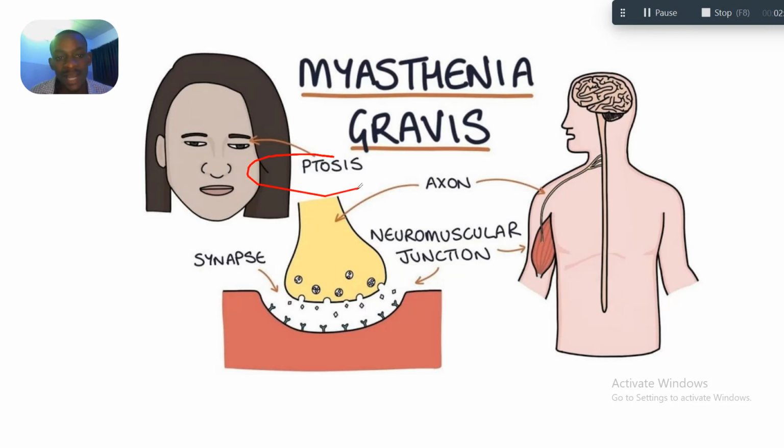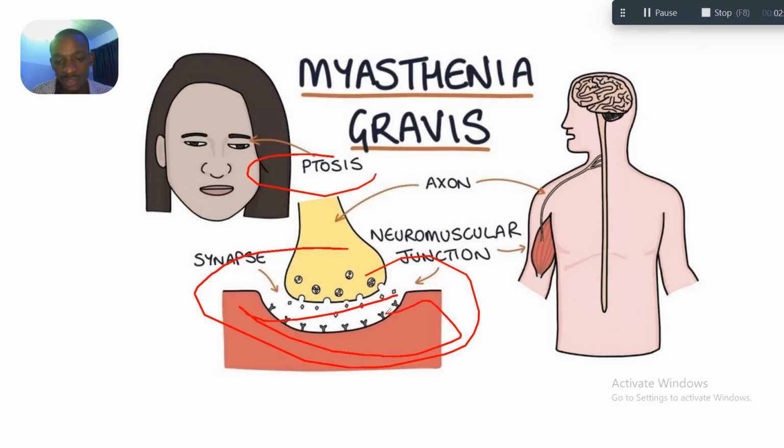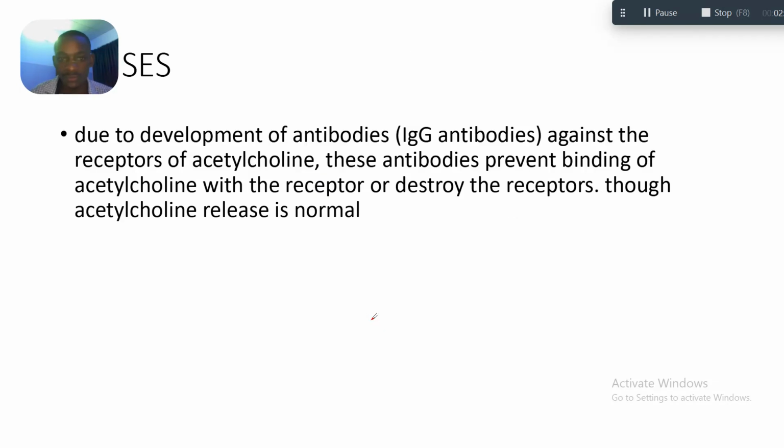In myasthenia gravis, you have the ptosis. Your eyes look half closed because you can't really control your eyelids. You can't open your eyes fully, because the muscles there are weak. Now, this is the neuromuscular junction that we are talking about. You see impulses coming from the nerve, and you see the receptors on the muscle.